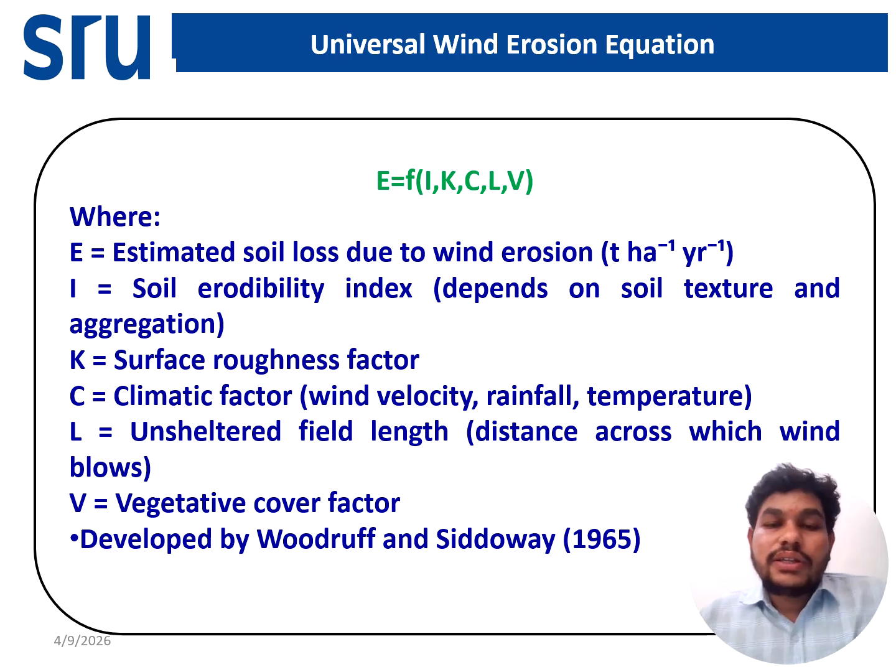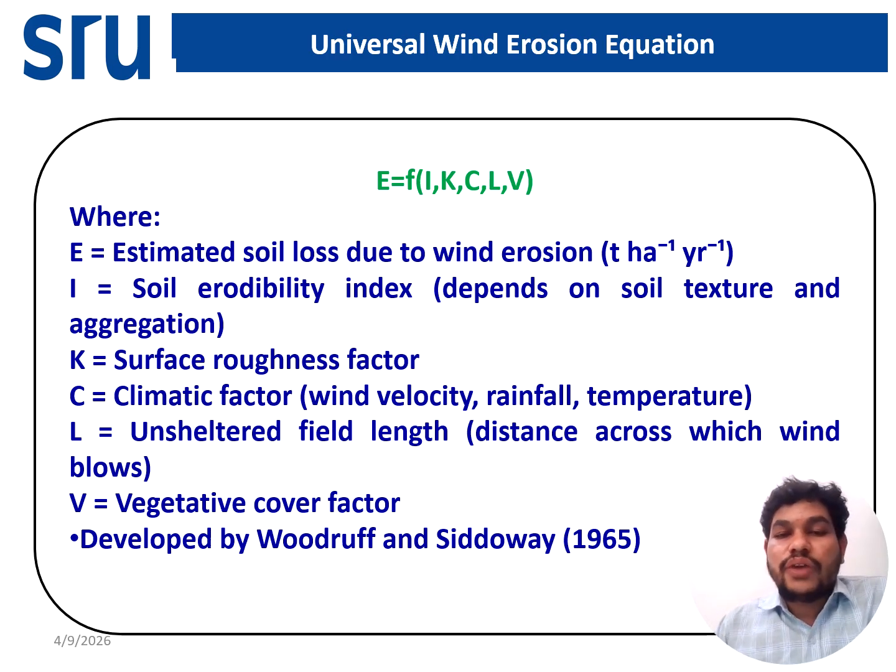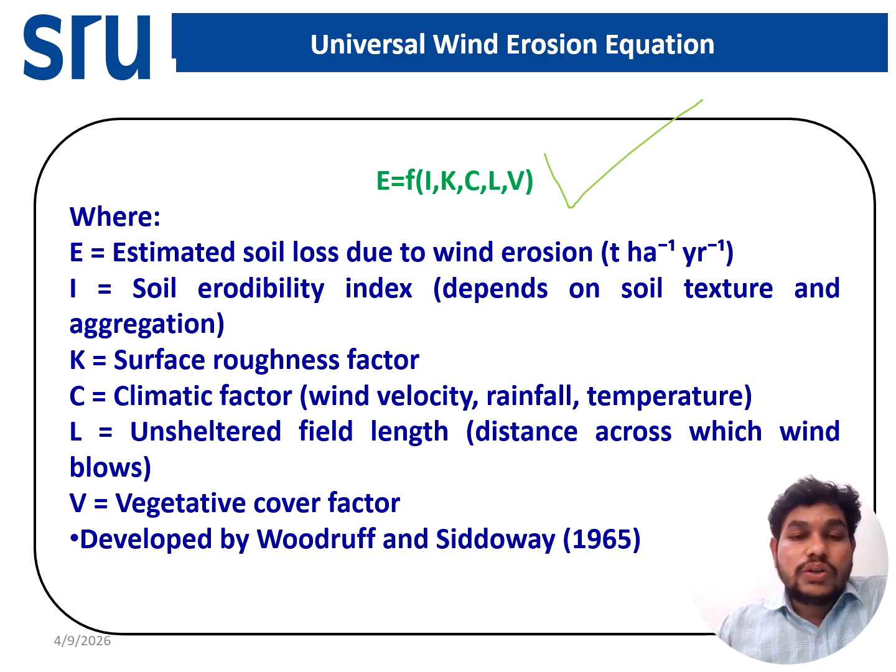Then another equation, given by Woodruff and Siddoway, is related to wind erosion. E is the soil loss due to wind erosion in tons per hectare per year. It is a function of I, K, C, L, and V. I is the soil erodibility index, which depends on aggregation and texture.